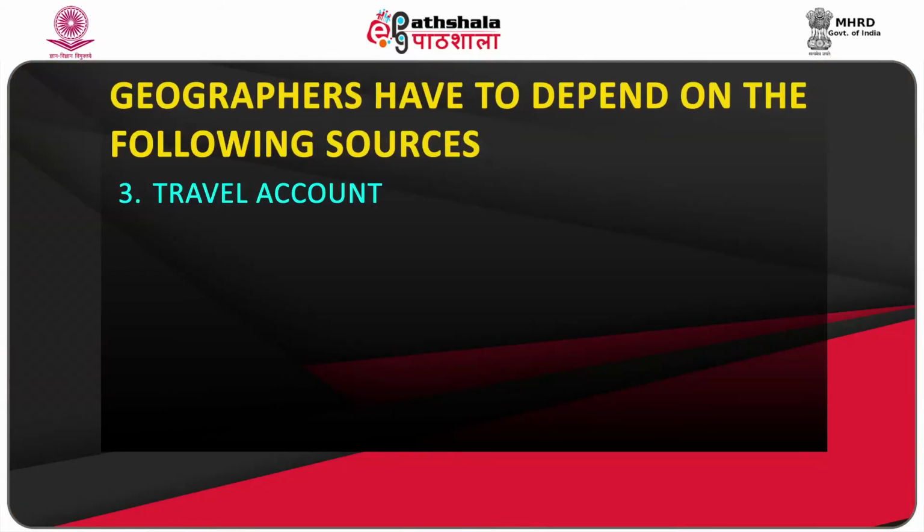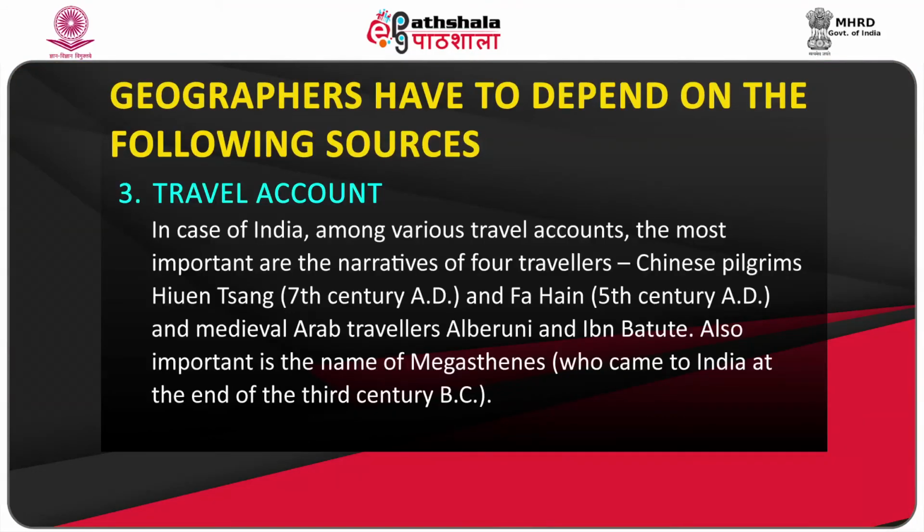Travel account is another source. Historical geographers depend heavily on the travel accounts to reconstruct past geographies. In the case of India, among the various travel accounts, the most important are the narratives of four travelers: Chinese pilgrims, Yuan Sang 7th century AD and Fahain 5th century AD, and medieval Arab travelers Al-Biruni and Ibn Battuta. Also important is the name of Megasthenes, who came to India at the end of the 3rd century BC.